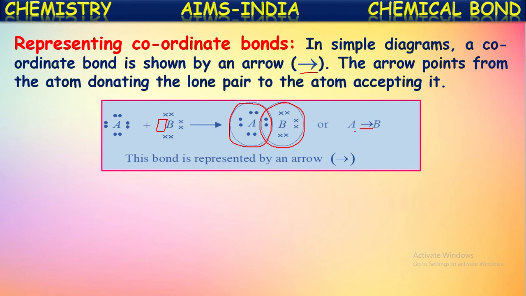Okay, here it is pointed from the atom which is donating this pair of electrons to the atom which is accepting that pair of electrons.